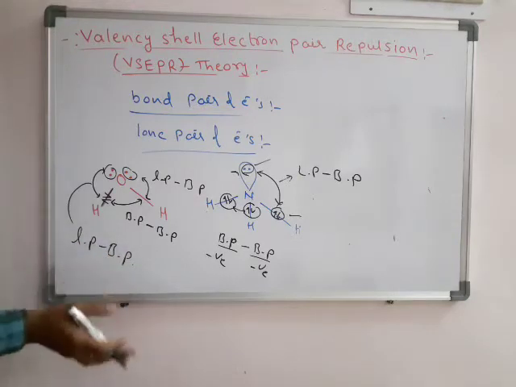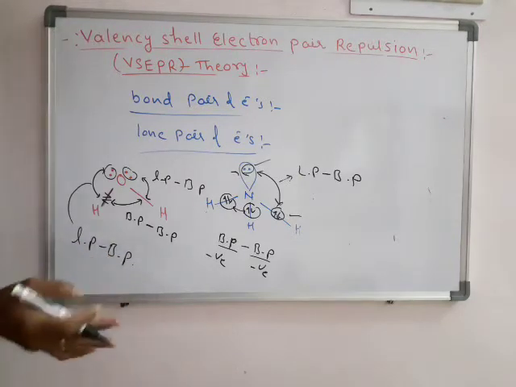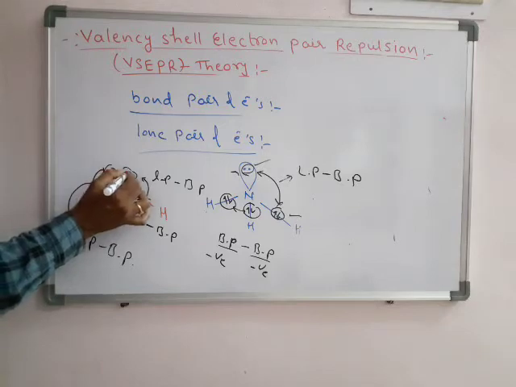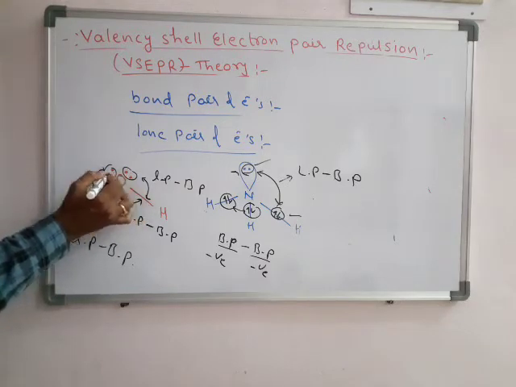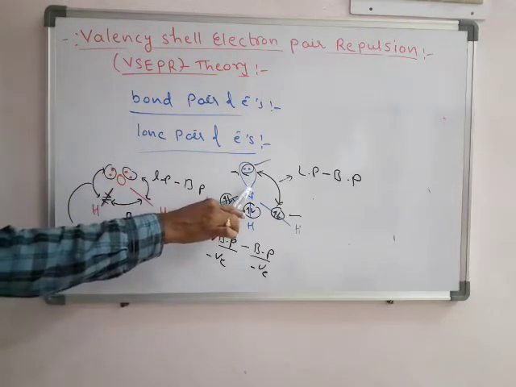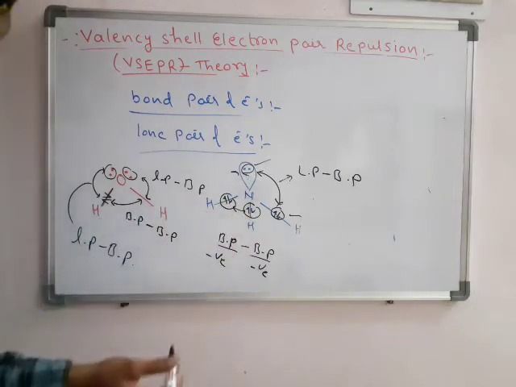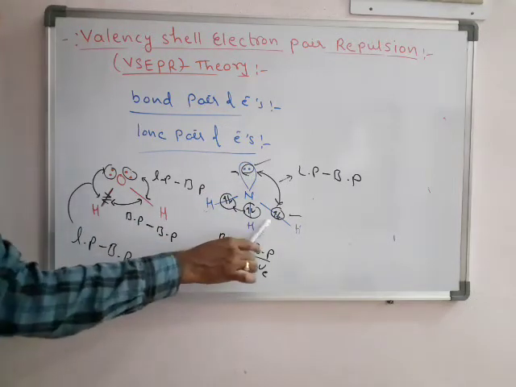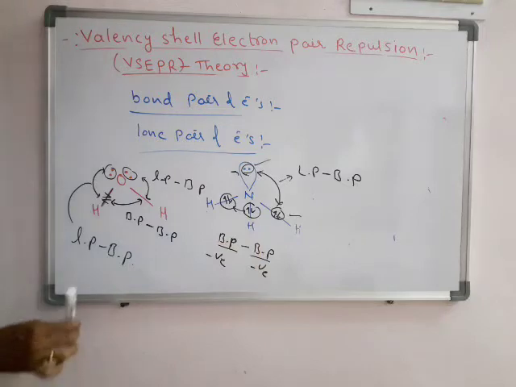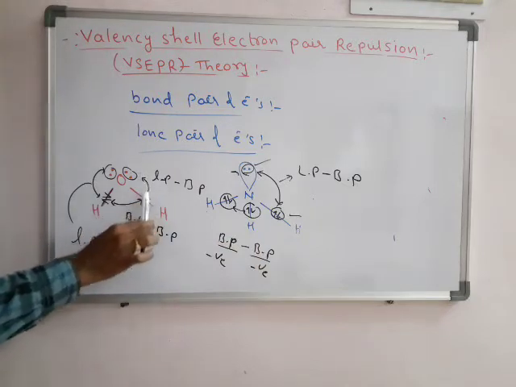So can you guess another type of repulsion possible here? This is LP. This oxygen has two lone pairs. Here nitrogen has only one lone pair. That's no problem. There only BP, LP-BP is present. Here BP-BP is present, BP-LP is present.